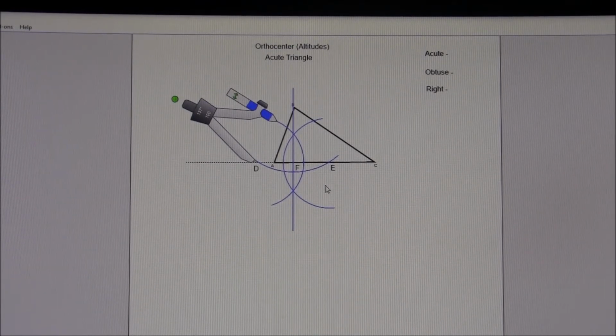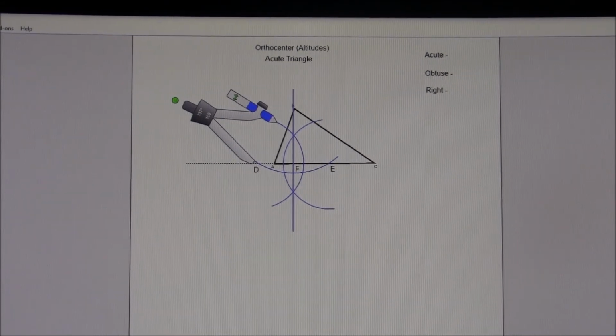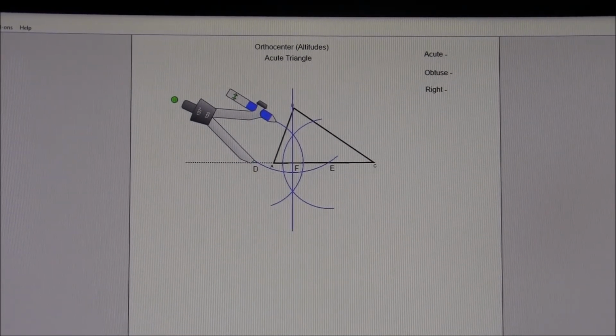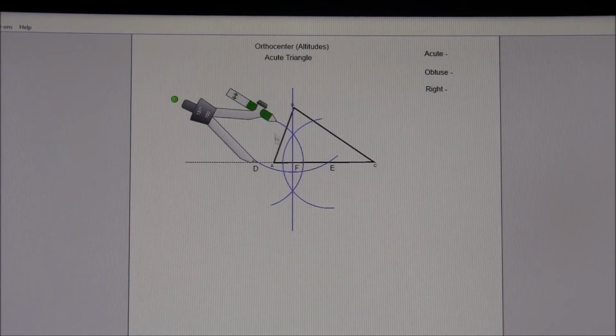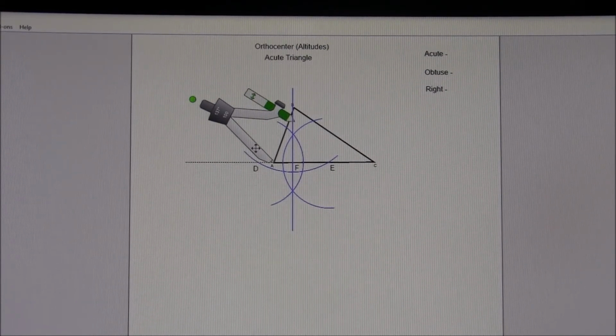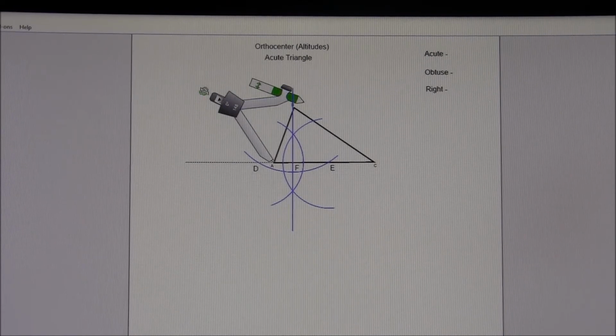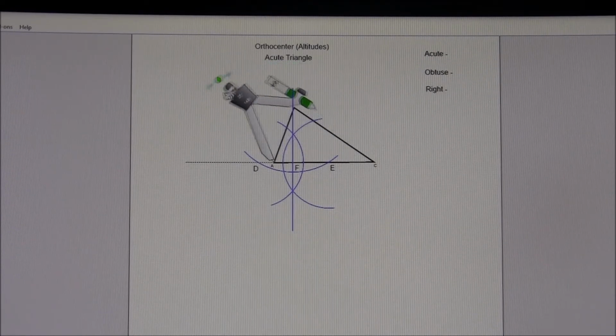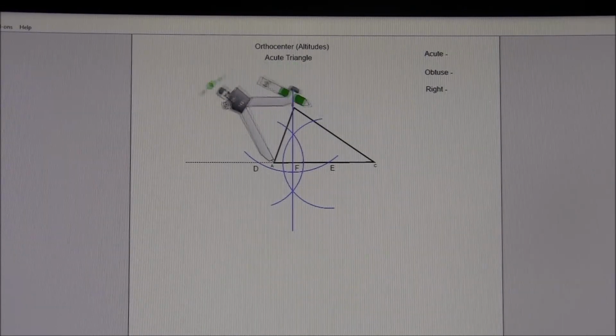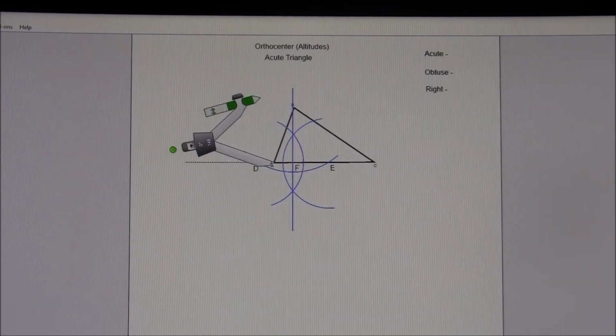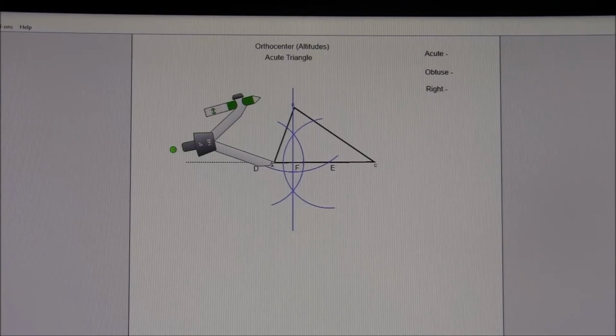Well, I have to repeat this process 2 more times. That was from point B to the opposite, because B was the vertex. Now, let's pretend A was the vertex. Let me change colors first. Let's go green. If A was the vertex, which means the line must have been CB. Let's see, would I create? I can create an arc right here. See it? No. Which means I have to extend CB. So let's extend CB.